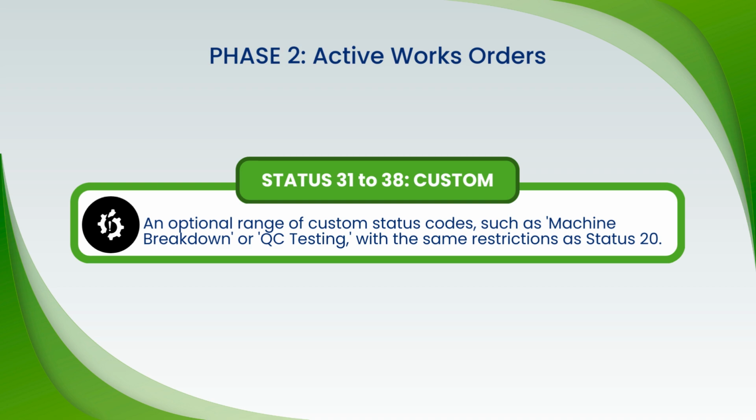Status 31 to status 38. Custom. This is a range of custom status codes which can be optionally configured. The restrictions function the same as status 20. An example might be machine breakdown or QC testing.